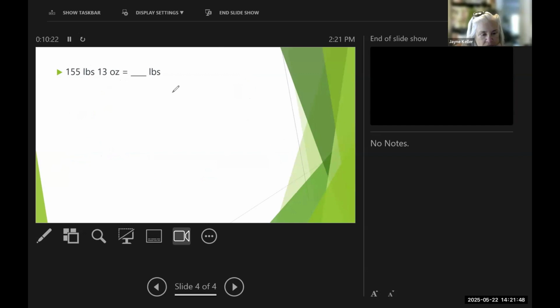Okay. So we basically have 155 pounds plus 13 ounces. You can think of it as pounds plus ounces, right? And then if I convert my ounces to pounds, I need to multiply by that unit multiplier that has ounces in the denominator and pounds in the numerator. So how many ounces are there in a pound?